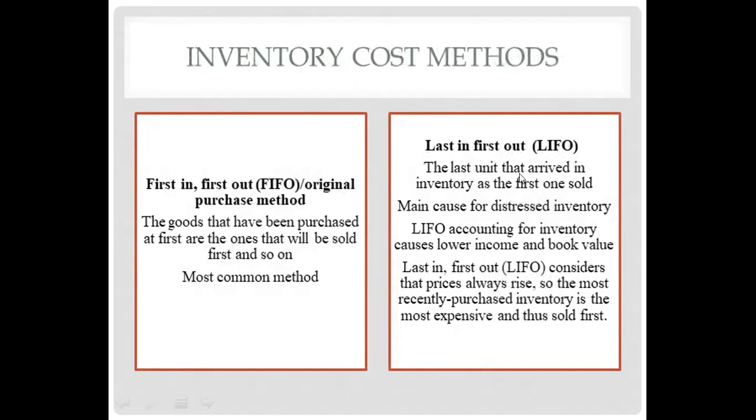Another method is last in, first out, meaning the last unit that arrives in inventory is the first one sold, and it is a main cause of distressed inventory or imbalance. Last in, first out accounting for inventory causes lower income and lower book value. It mostly considers the principle that prices always rise, so the most recently purchased inventory is the most expensive and thus sold first.